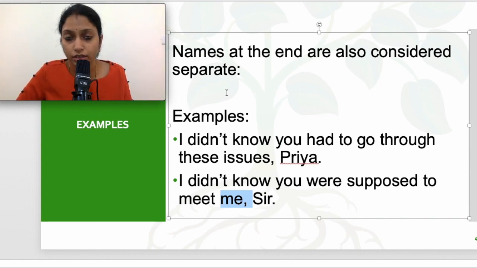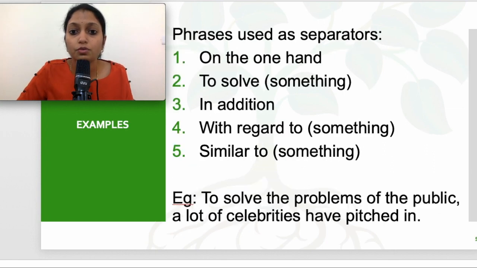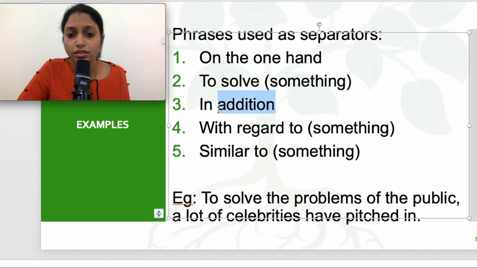So please remember that names also function as separators when they are at the end or at the beginning of a certain sentence. Next situation where you put commas is phrases. On the one hand, in addition, with regard to, similar to something, in addition, right? All these also function as separators in a sentence. Take a look at this example. To solve the problems of the public, a lot of celebrities have pitched in.